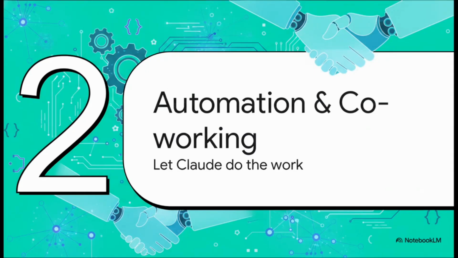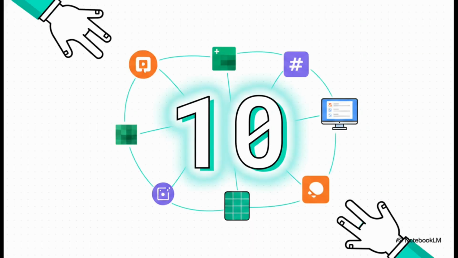Section 2, Automation and AI Co-working. Okay, let's ramp things up. Hack number 10 is CoWork. Now, this one does require installing the dedicated desktop app, but once you toggle computer use on in your settings, mind blown. Claude can actually take over your mouse and keyboard while you step away.